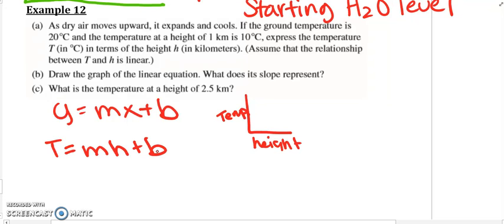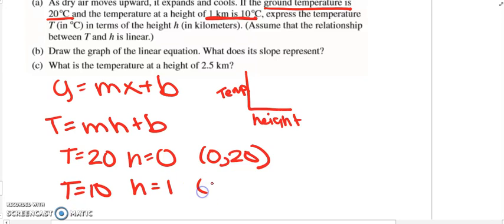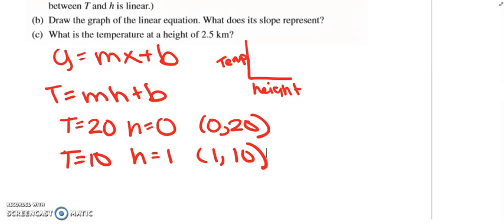Well, they did tell me a couple of things. They said when the height is at 1 kilometer, it's at 10, and when it's at ground temperature, it's 20. Ground temperature is 20 at the ground, which is going to be a height of 0. So that's one coordinate. Then it told me when the temperature is 10, the height is 1. So another coordinate I have. Between those two, I can find the intercept and the slope.